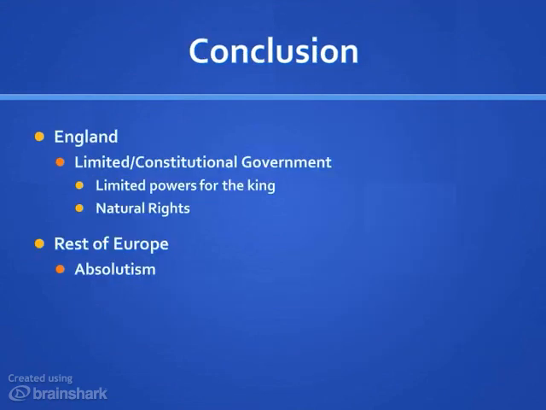In conclusion, here is today's lecture in a nutshell. While the rest of Europe was concentrating power in the hands of their kings, England limited the powers of its monarchs through the Glorious Revolution and through the Bill of Rights. Almost a century later, these ideas will be the inspiration for our own American Revolution.